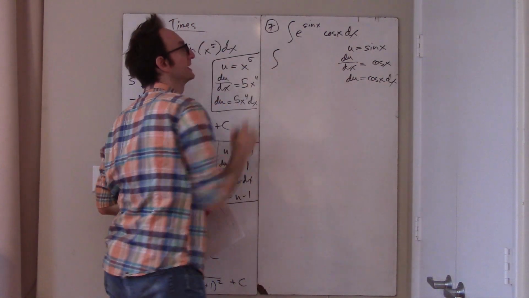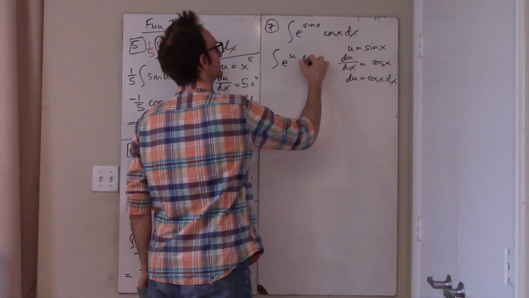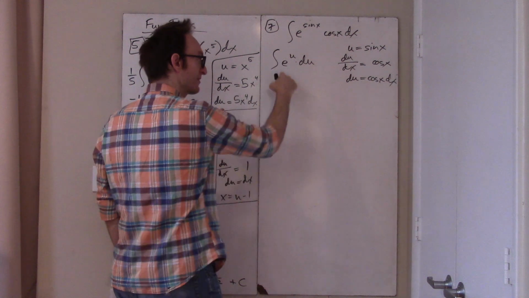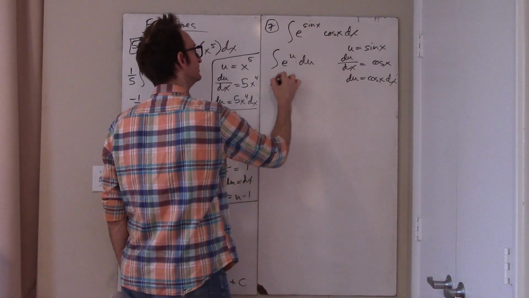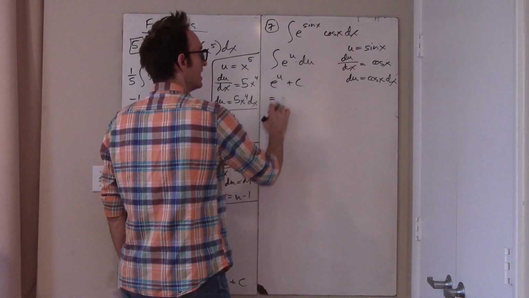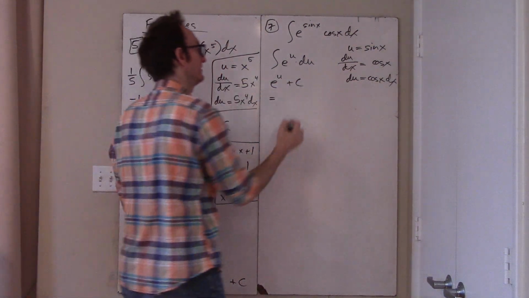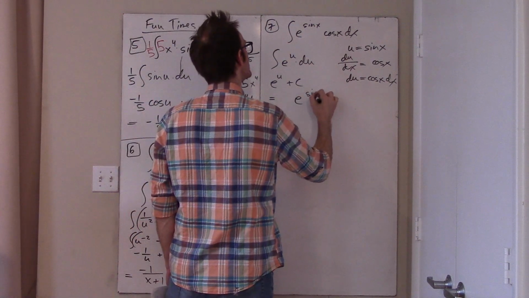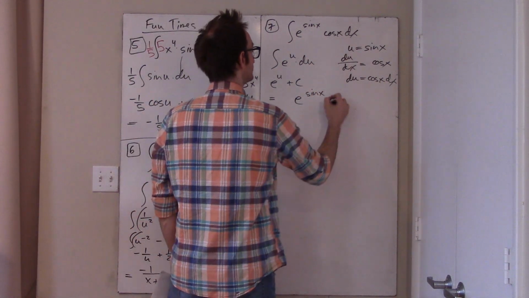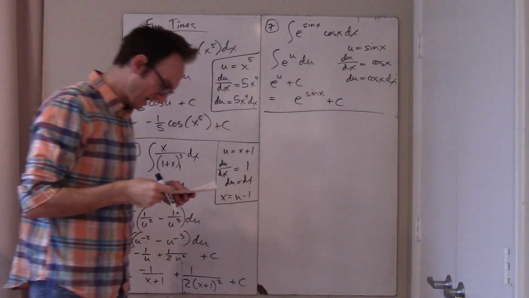Thus I can immediately rewrite this problem in terms of u. This is e to the u du. And the antiderivative of e to the u is just e to the u. So this becomes e to the sine x plus c. And that's it.